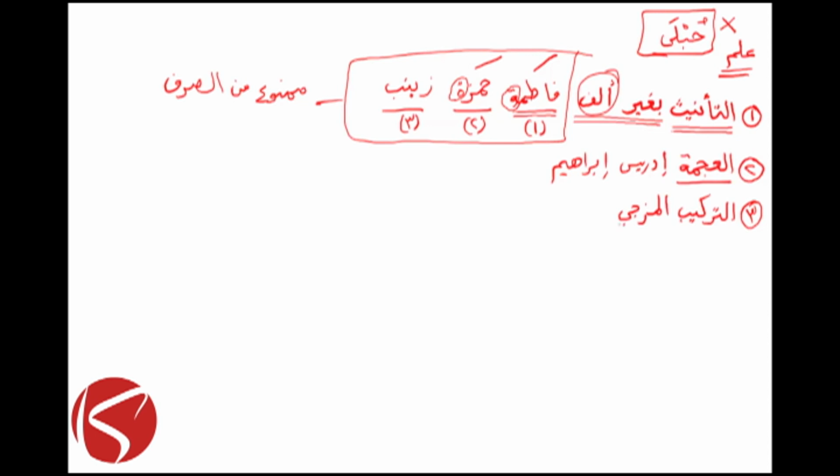The تركيب المزجي is basically when two words are brought together and become one. For example, خرج زيد. خرج is one word, زيد is another one, right? You all understand, right? Are we all together?